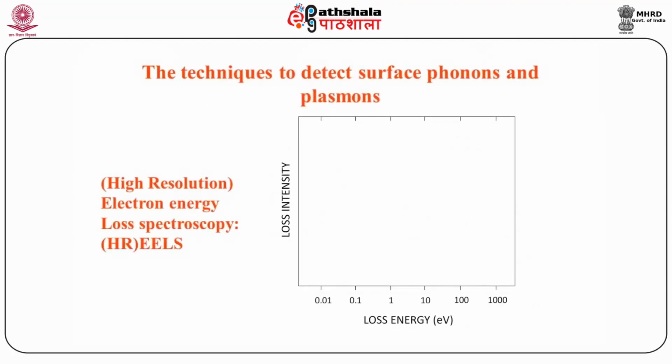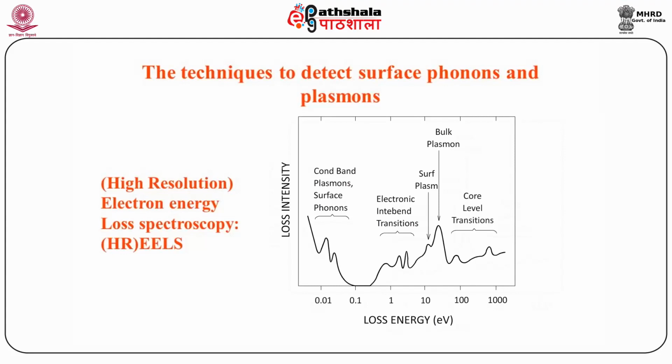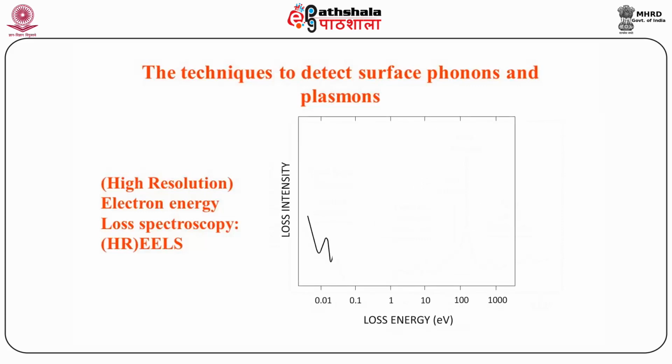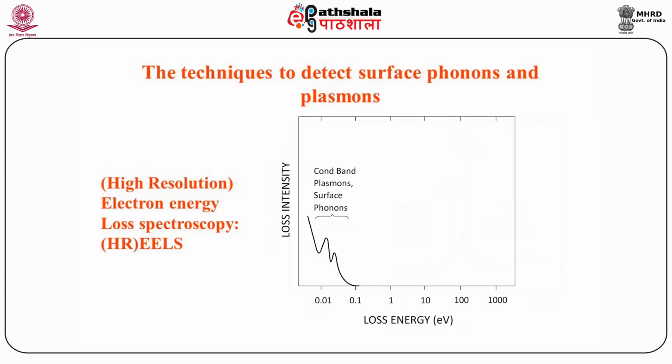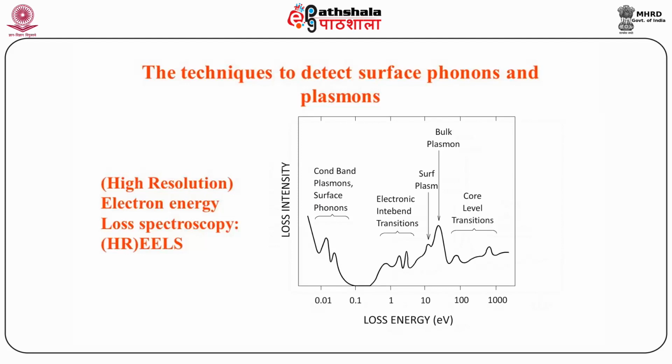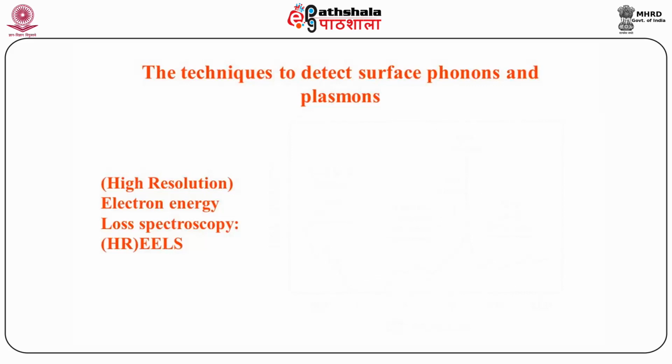This slide talks about the techniques to detect surface phonons and plasmons. This spectrum which has been shown has loss intensity on one axis and loss energy in electron volts on the other. So one sees the surface phonons, then conduction band plasmons, and core level transitions, etc. A high resolution energy loss spectrometer is shown in the figure here in this slide.